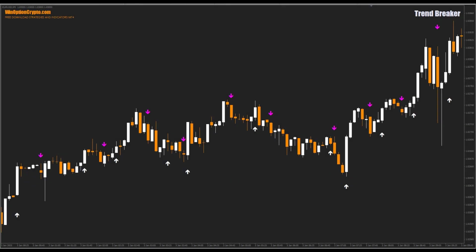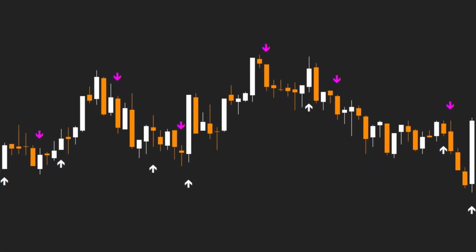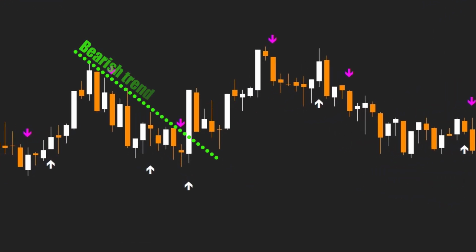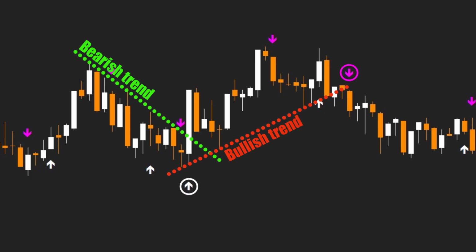Trend Breaker consists of only one signal indicator and the trendline graphical tool. The indicator generates trading signals in the form of white and purple arrows for buying call and put options respectively, while the trend line acts as a filter, cutting off most of the losing trades.